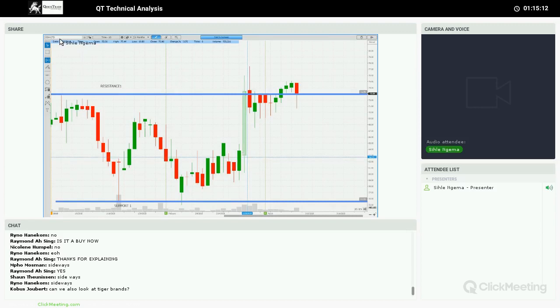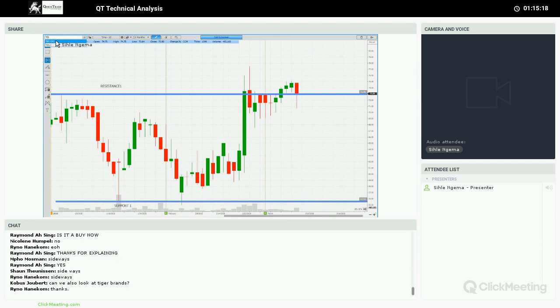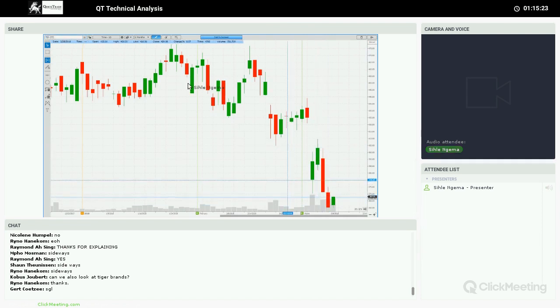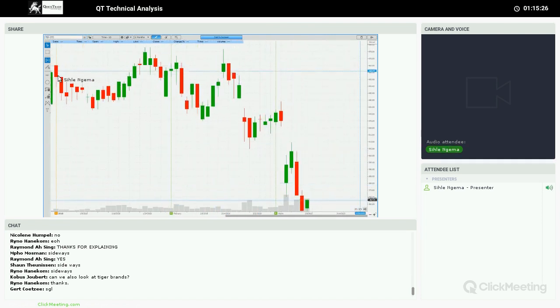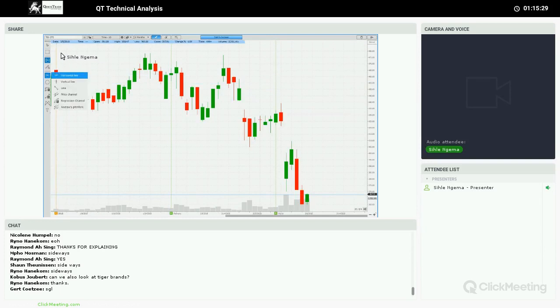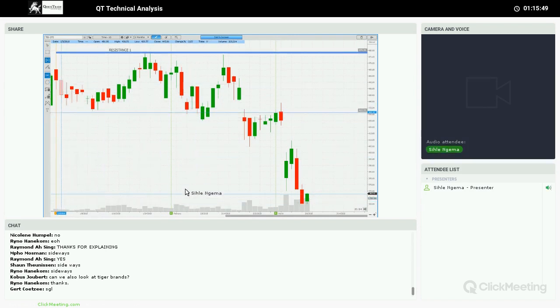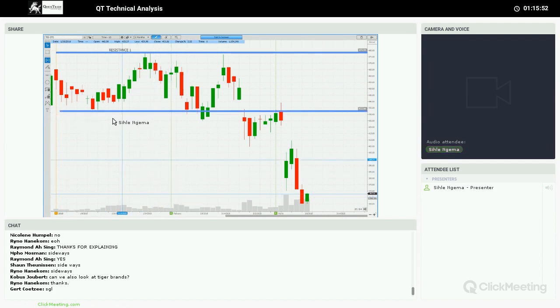Now, let's look at Tiger Brands. I just had a request for Tiger Brands. Let's have a look at Tiger Brands for this year. We'll start with the resistance of Tiger Brands for January. This was the highest point of January. So that is resistance 1 for Tiger Brands. Resistance 1 Tiger Brands in January. This here is support 1 Tiger Brands for January.